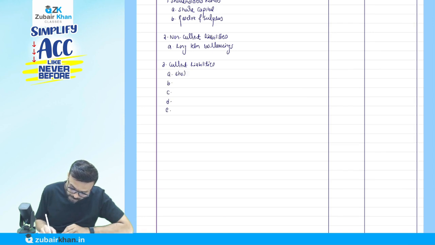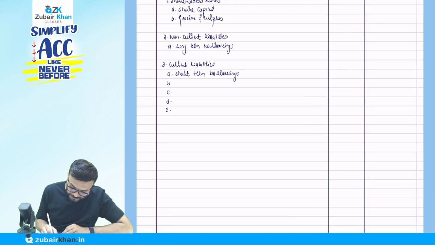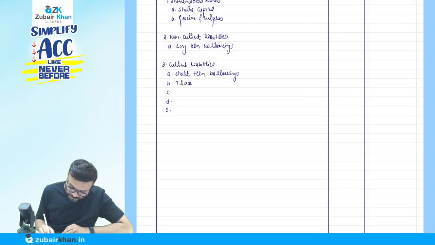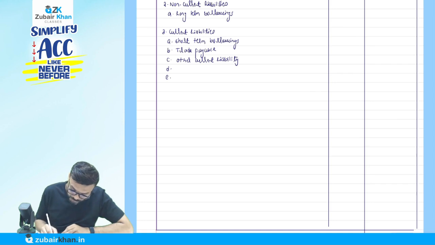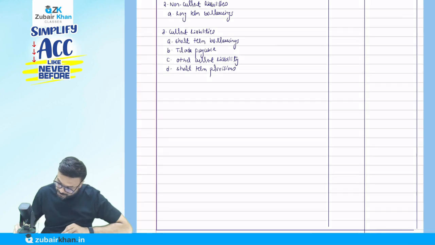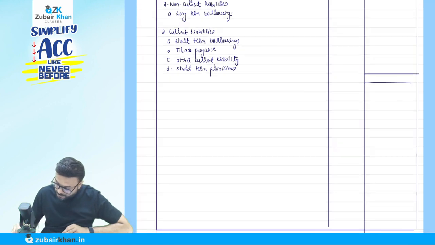Short-term borrowings. Trade payable. Other current liability. Okay. Then write down short-term provision. Okay, 4 points only, no E. Then total here. Then assets.